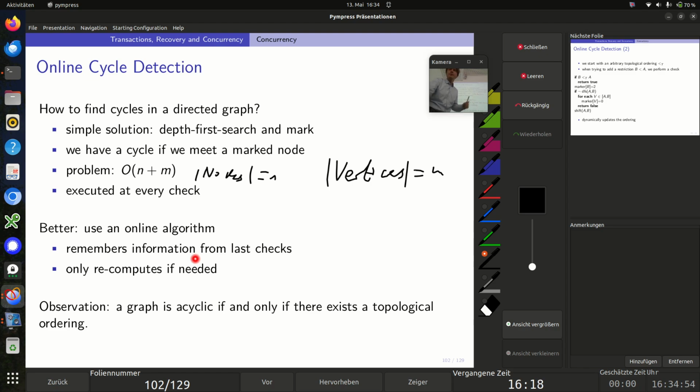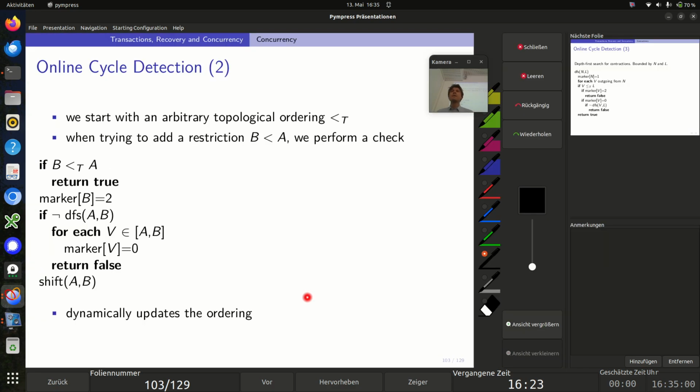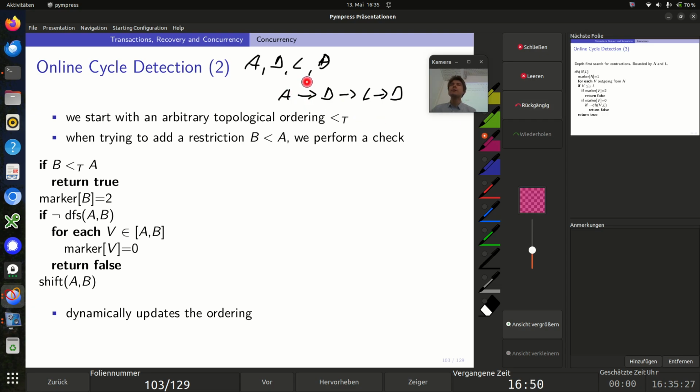Okay, so there's also an algorithm presented here, and the idea is, okay, we start with any topological ordering. Like we have resources A, B, C, and D, and we say, okay, just take any topological ordering, like A, B, C, D. So that's the topological ordering. Actually I should not use arrows here. I should use the smaller symbol.